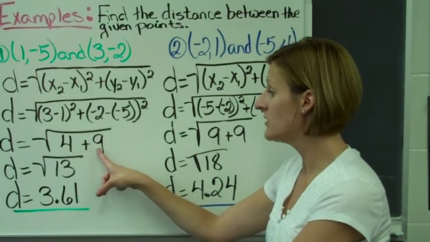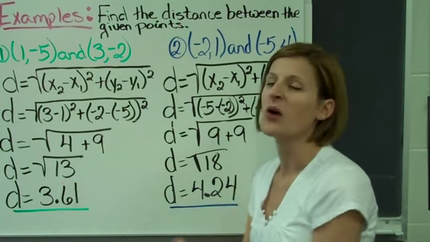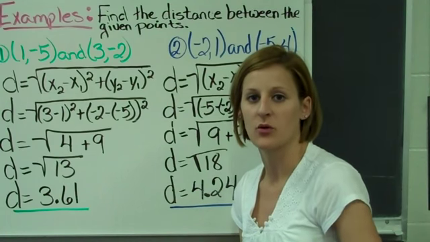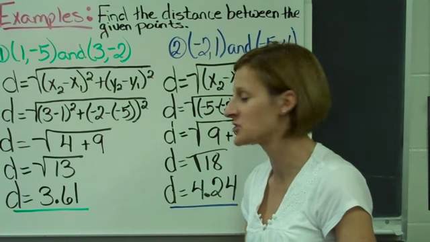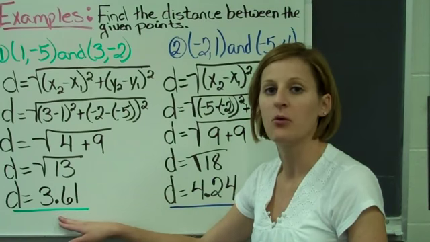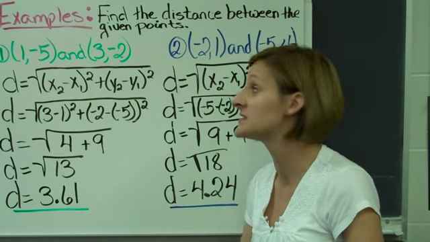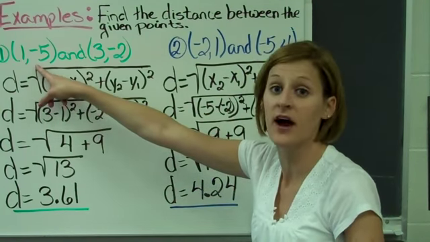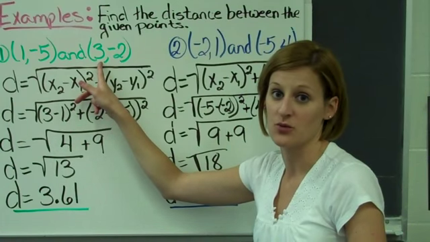Then add 4 and 9 together to give you 13. And we're going to approximate what the square root of 13 is, since it's not a perfect square. And you should get about 3.16. Now this is the distance between the point 1, negative 5, and 3, negative 2.